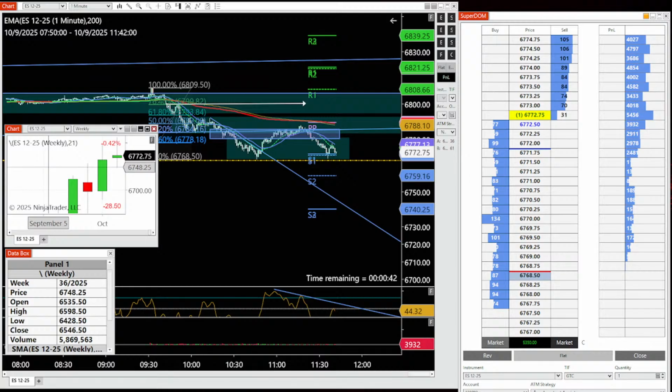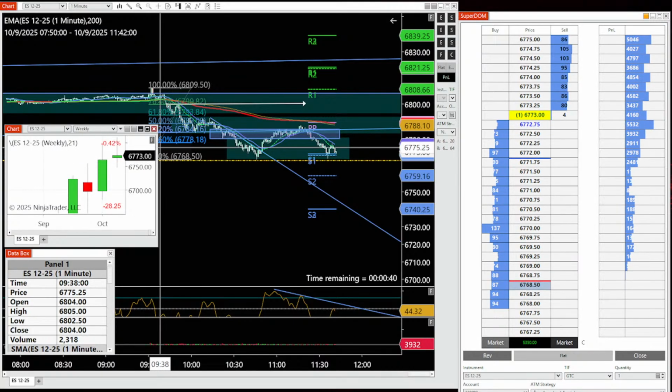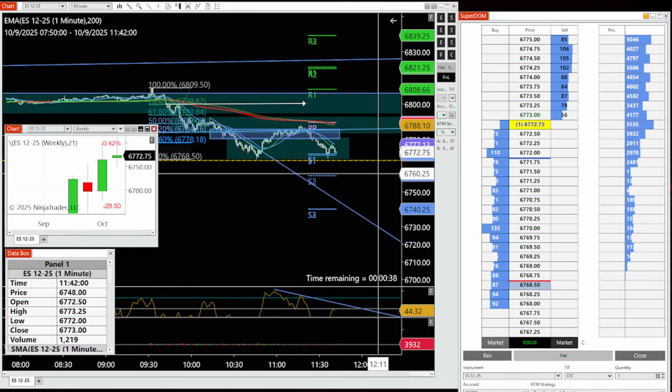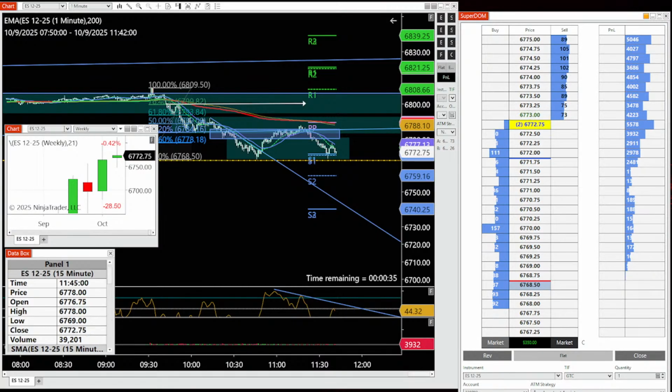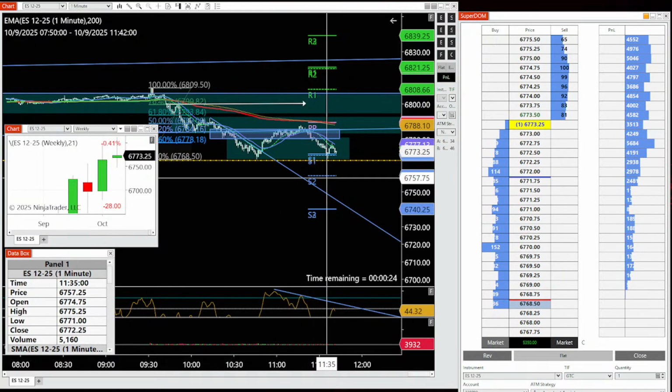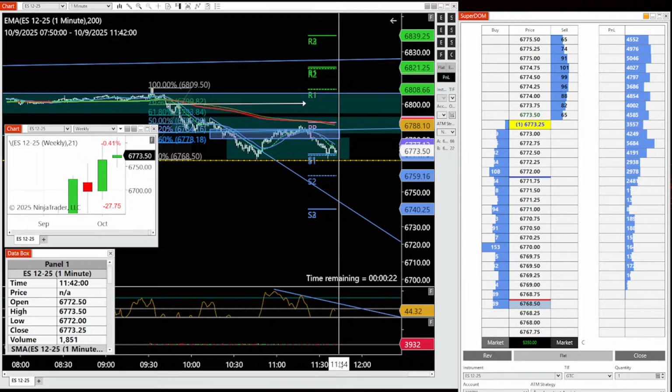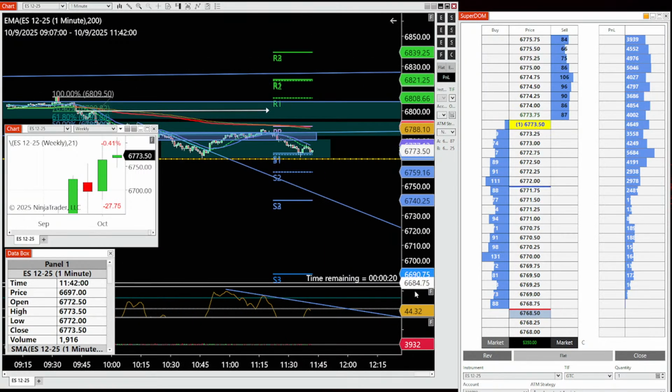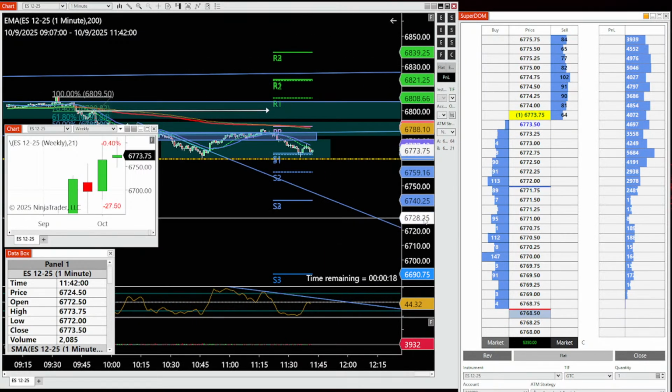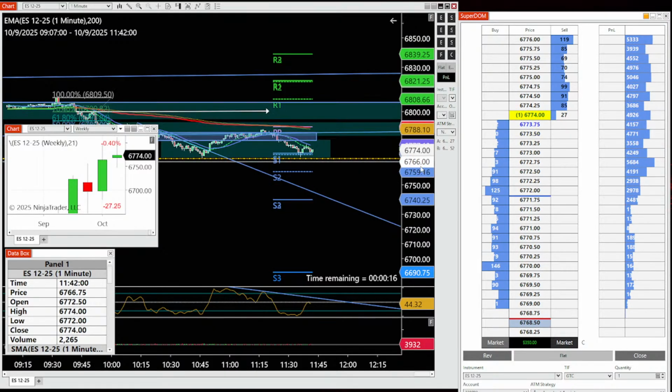Okay. Hey, we get this break. And I like to see the break. We got some support down here at S1. At 60. We got 60. It's a long shot. But it's a long shot. I'll put my money on the long shots.